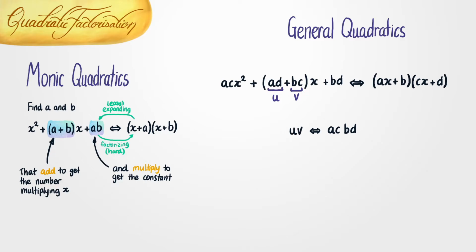And so if we compare this to what we had over here, we can just say that we're looking for two numbers, u and v this time, that add together to give you the coefficient of x, but then multiply together to give you the product of this coefficient and this constant term over here.